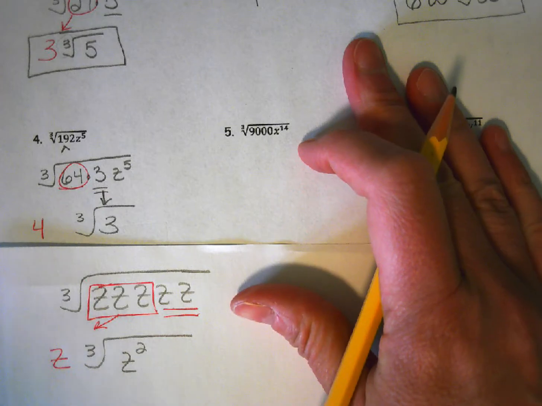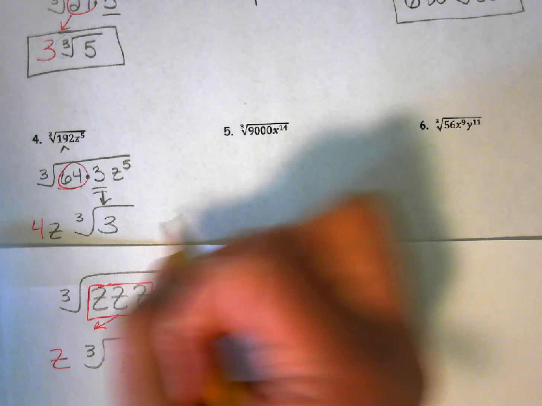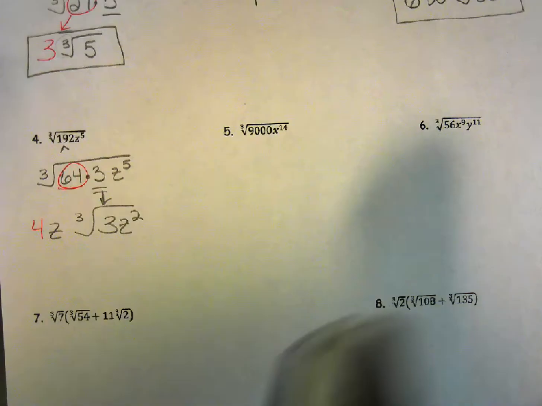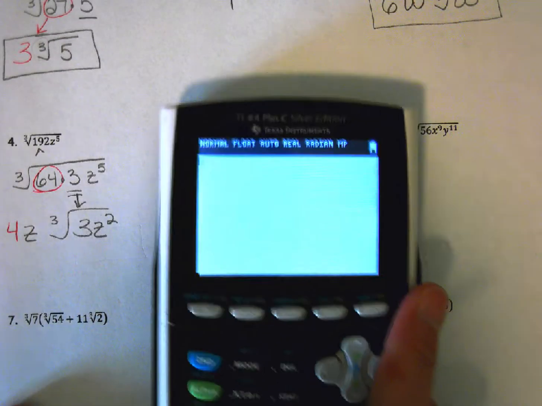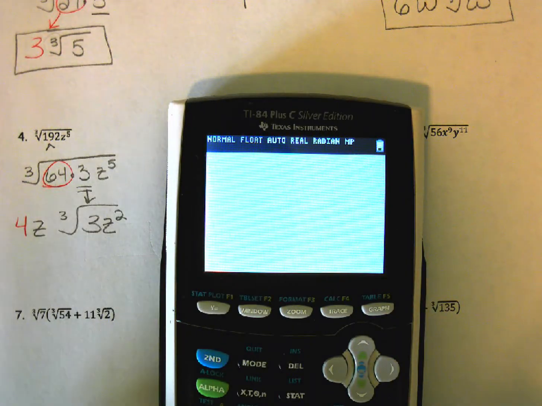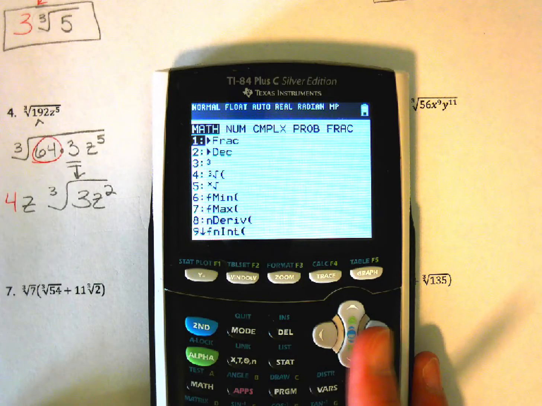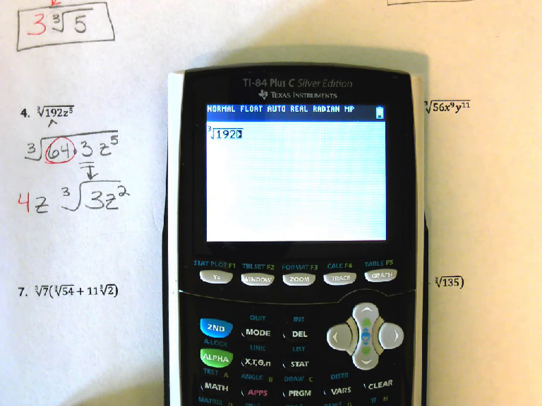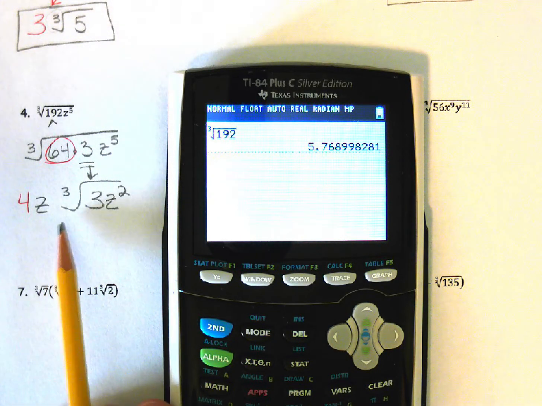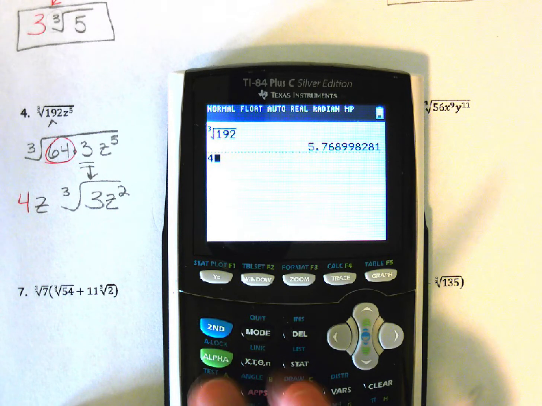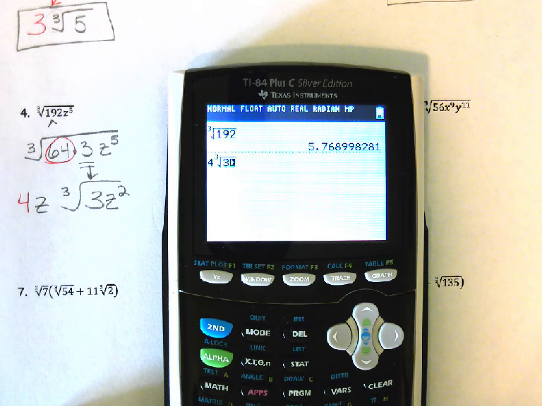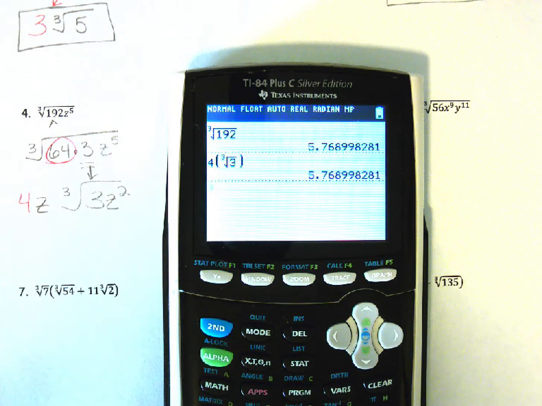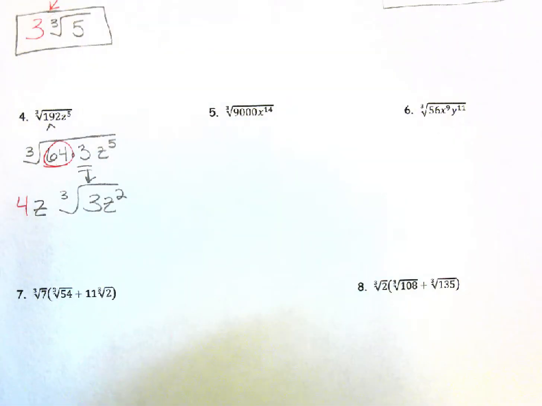So if I just go back to my paper here, I've got a z on the outside and I've got a z squared under. Now remember, the graphing calculator cannot check the variables for you. It doesn't understand that. But we can check the numbers. So if we want to get the cube root, we just have to go to the math feature and we go down to the cube root and we can type in 192. And then if we want to type in our answer, we type the 4 first, and then we do the cube root of 3. And then notice our numbers are the same, so we know we have reduced them correctly. Okay?